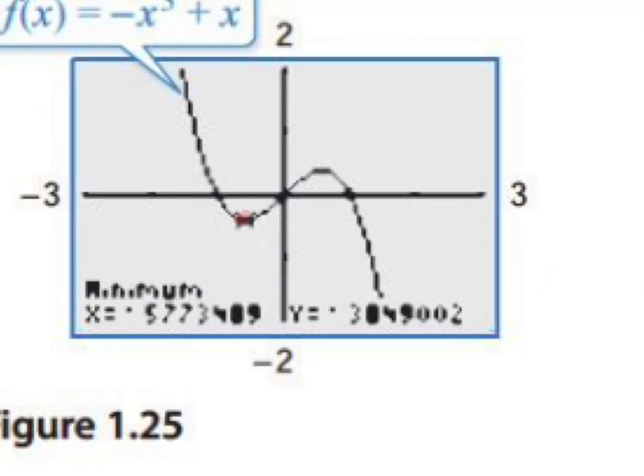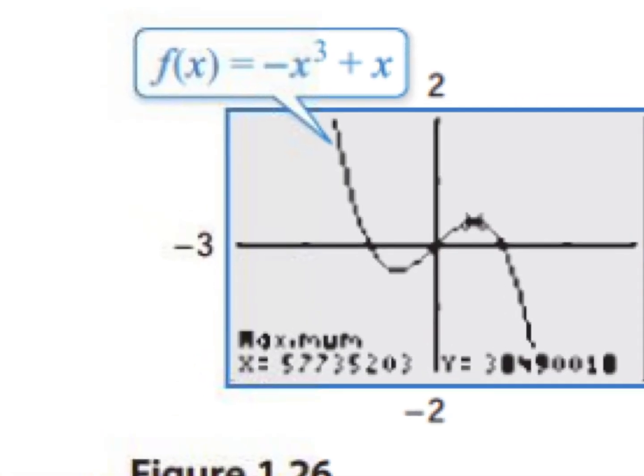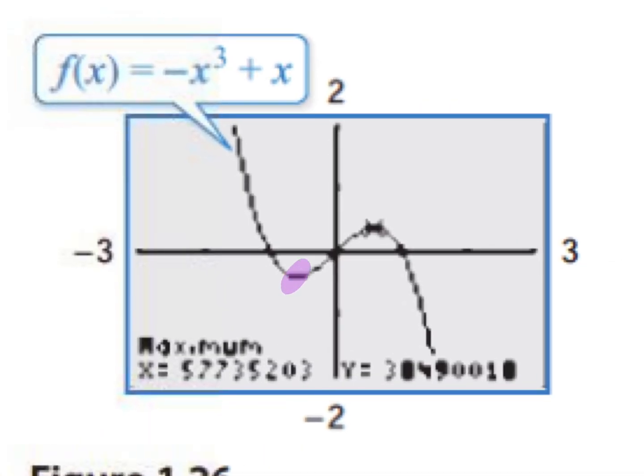So if you're given a graph, what would this point be? A relative minima. What would this point be? Brilliant. What about this point? Relative min. What is this? Relative max. Okay, that's it.